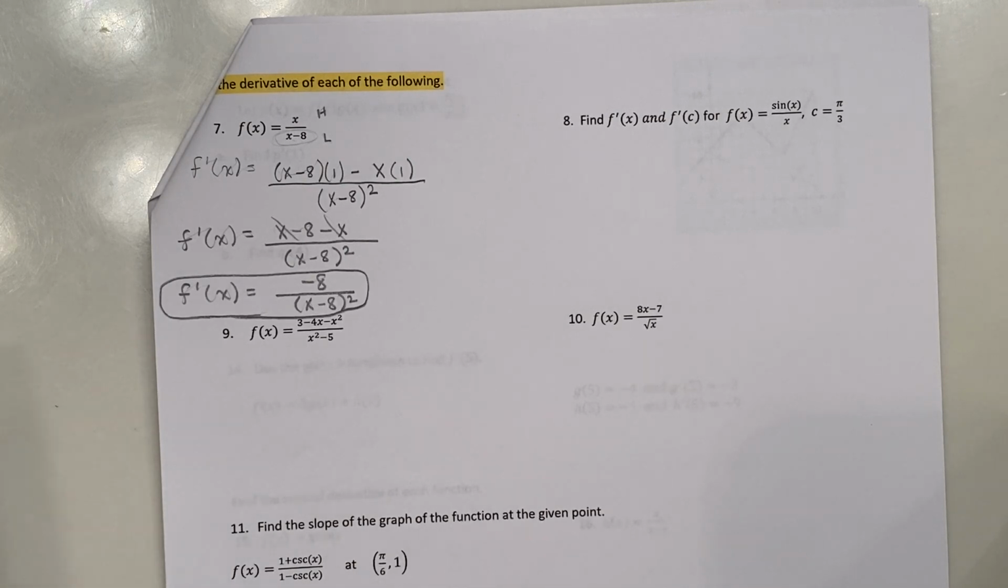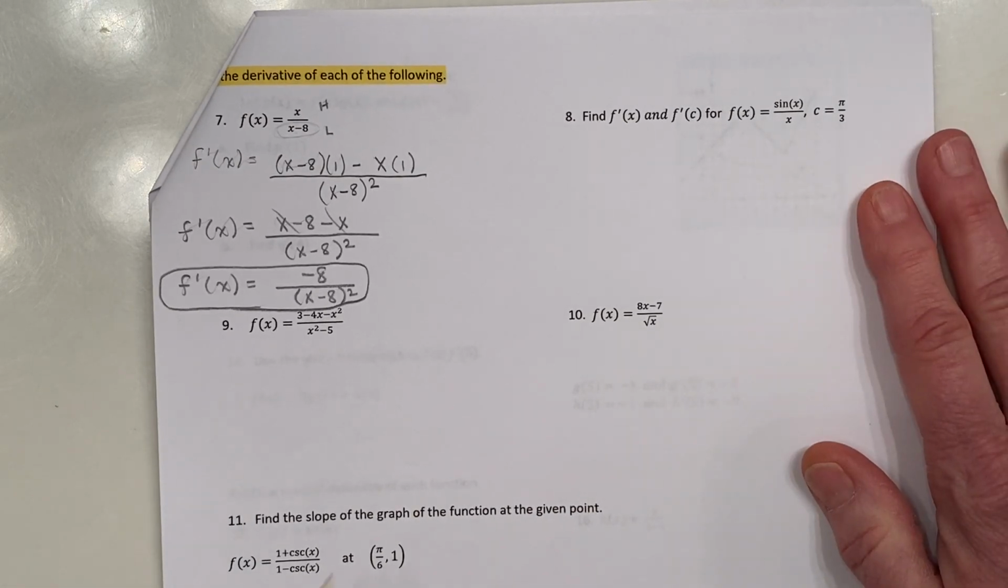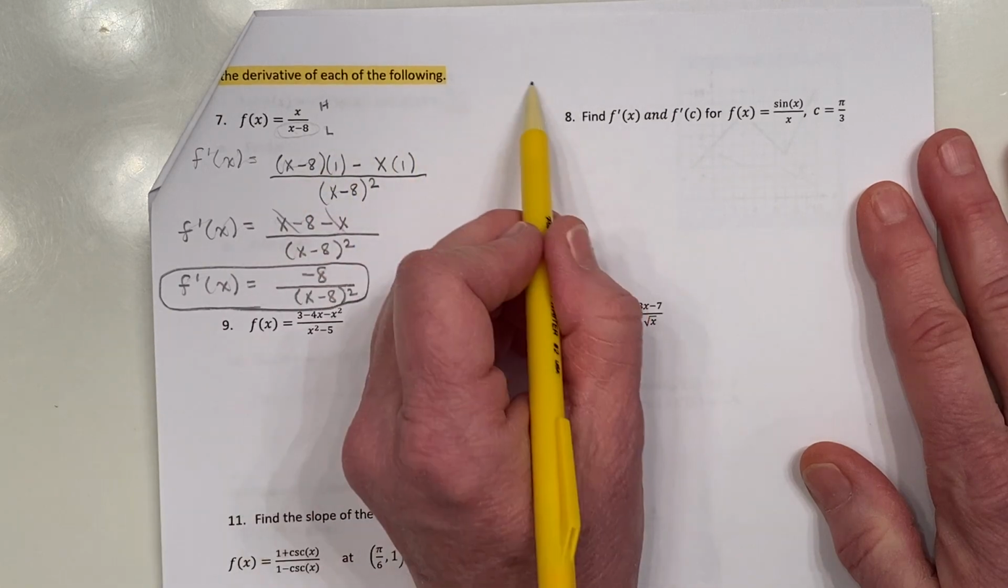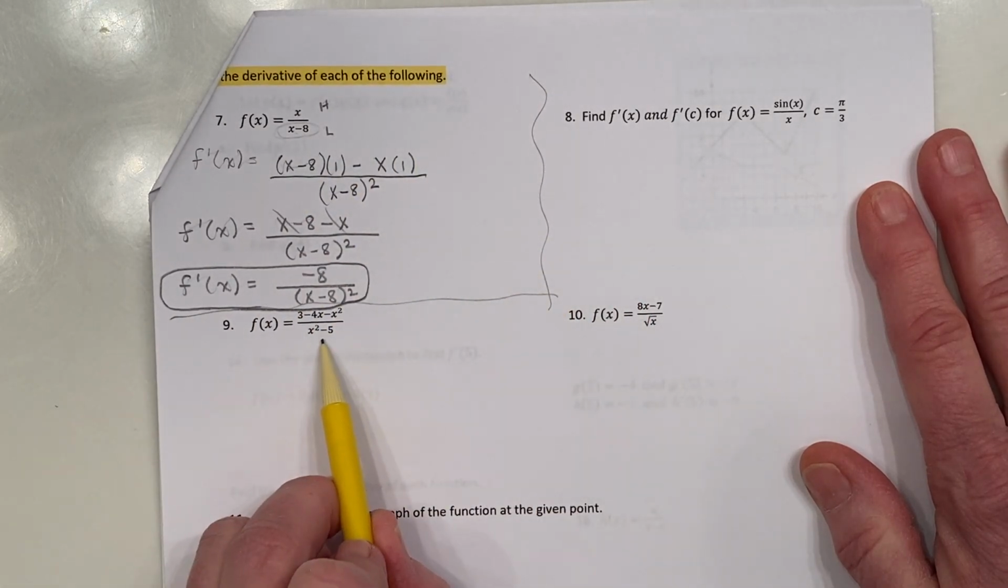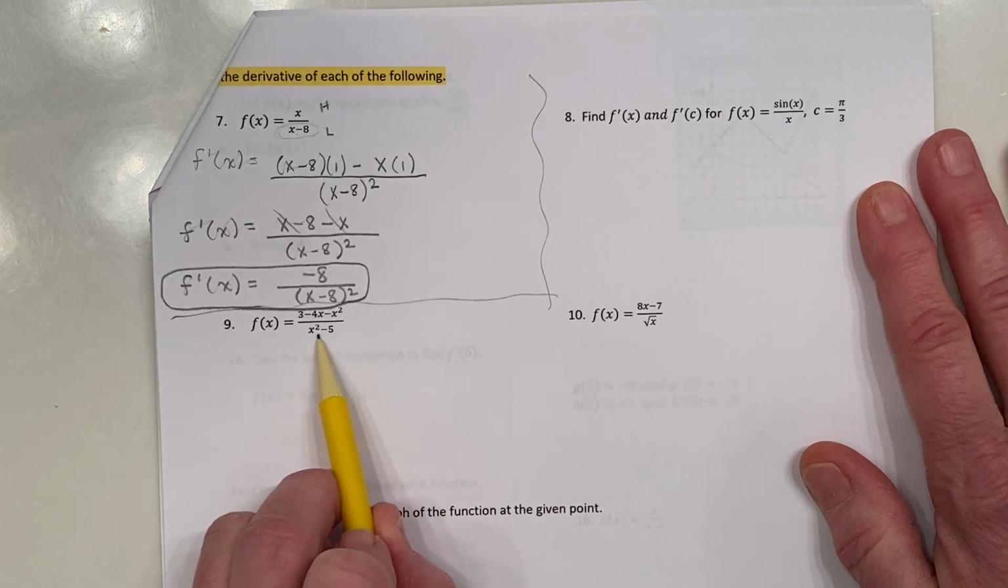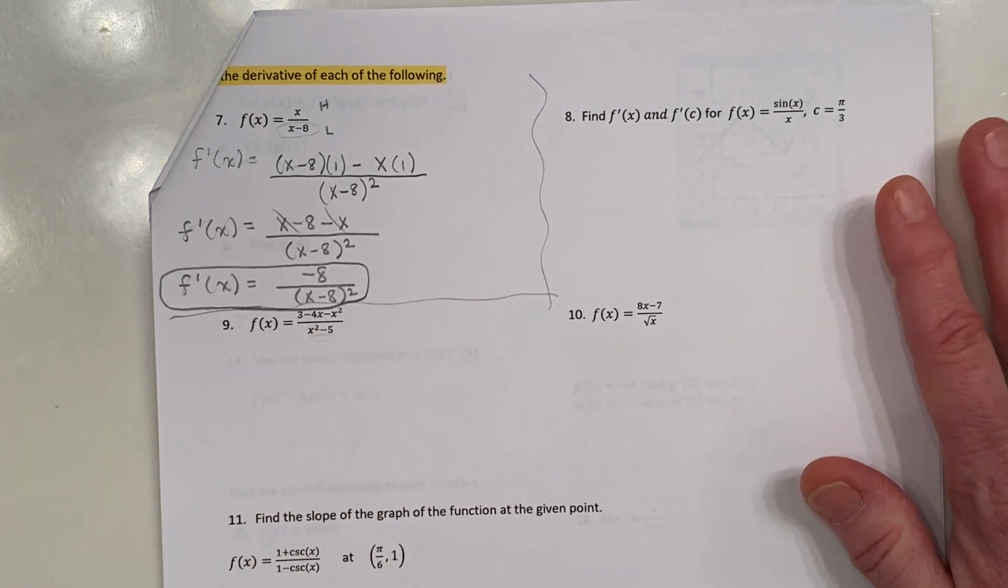All right, let's go ahead and do, I'm going to drop down to do number 9, and then I'll come back and do 8 and 10. Okay, looking at 9, if I want to find the derivative, I'm not dividing by a monomial, one term, I'm dividing by 2. So in that case, I'm probably going to jump right into the quotient rule.